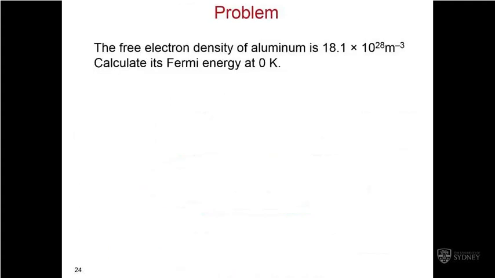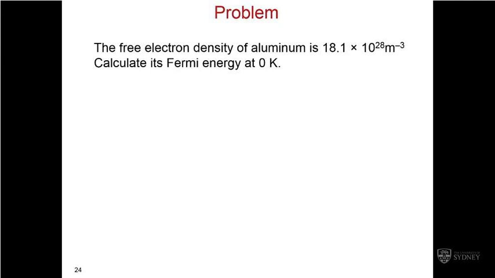Okay, this is just a little problem for you. I know it's probably extremely easy. All you have to do is substitute in the density n of electrons into that expression that we just derived to calculate the Fermi energy. But just do it. It's good exercise. It gets you used to the equations and also the physics of what's going on.